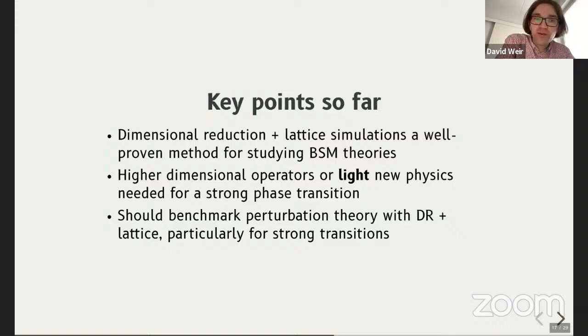And I've also tried to tell you that if you have heavy new physics and you don't include new operators, then you're trapped in a sort of rhombus of shame far from the observable area for LISA, or other future gravitational wave missions. You need light new physics or higher dimensional operators to get a strong phase transition, which is observable at gravitational wave detectors. And I've also tried to persuade you that it's important to benchmark perturbation theory results, either by using alternative perturbative calculations, as we've already seen by Ollie and others, or by using lattice simulations, as I mentioned briefly there.